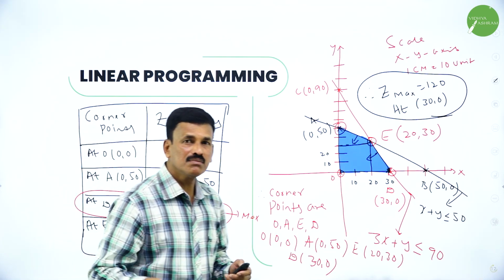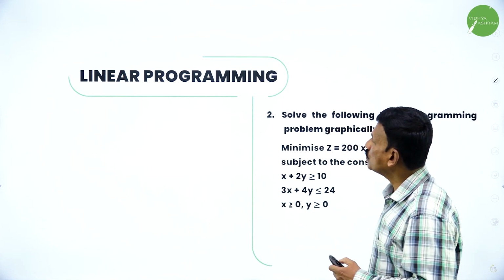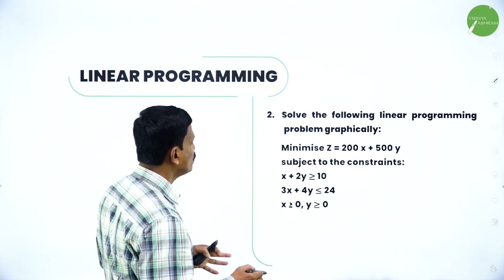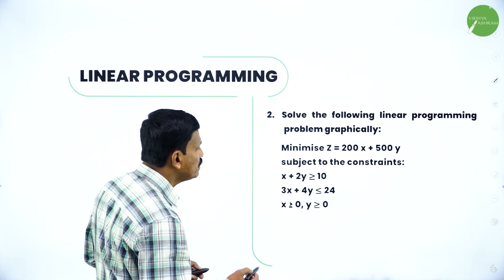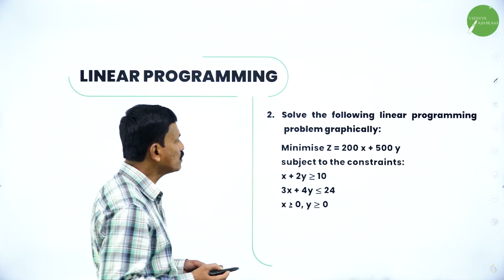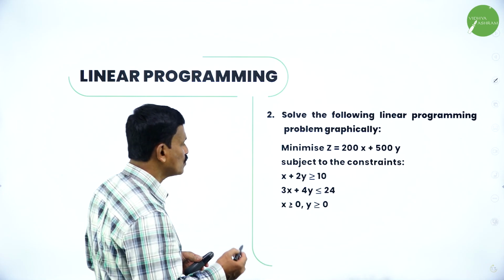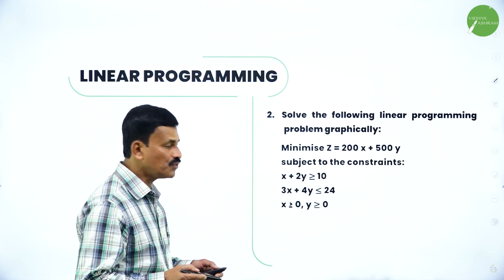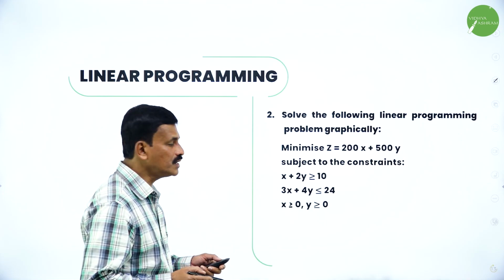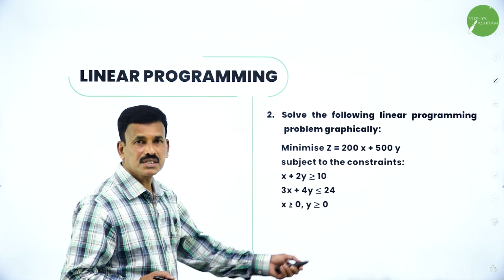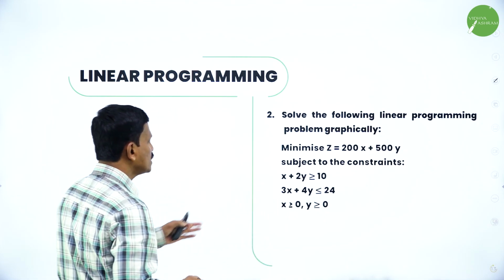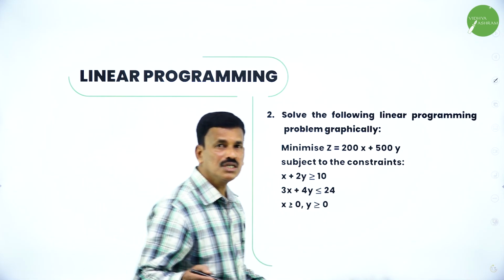Now let us take a similar type of problem. Move on to the next problem. Same type. Solve the linear programming problem by graphical method. Minimize Z is equal to 200x plus 500y subject to constraints: x plus 2y is greater than or equal to 10, 3x plus 4y is less than or equal to 24, and the non-negative restrictions x is greater than or equal to 0 and y is greater than or equal to 0.